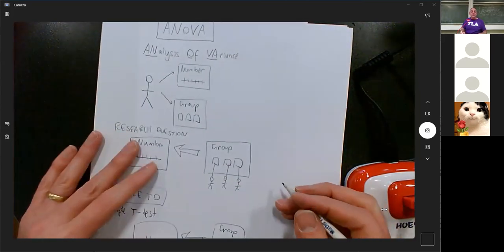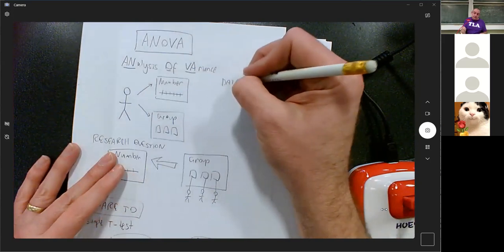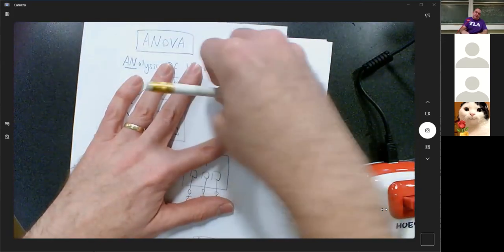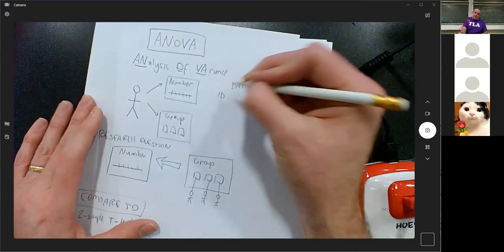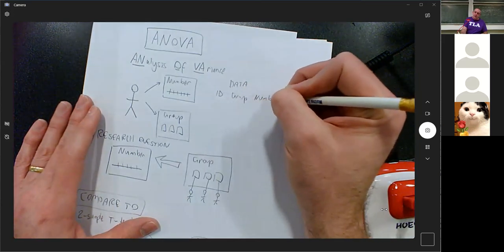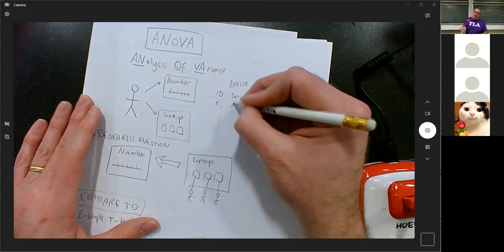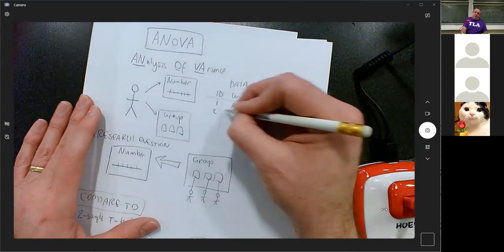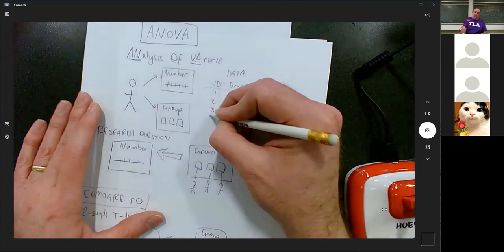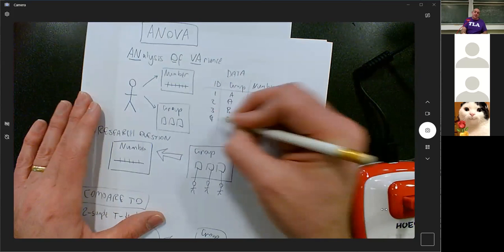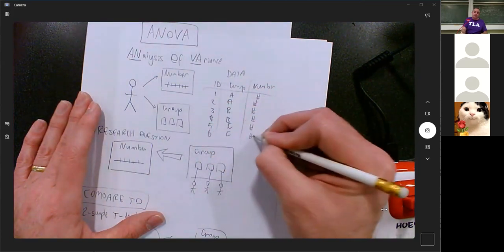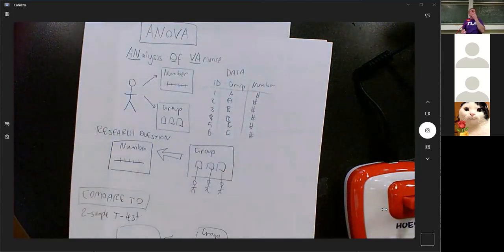And just the last thing to add is your data will look like this. There'll be a column for which individual it is, and there'll be a column for the group, and there'll be a column for the number. Person 1 is in group A and they have this number, and person 2 is in group A and they have this number, and person 3 is in group B and they have this number, and person 4 is in group B and they have this number, and so on, right? It'll look something like that. That's what the data looks like.